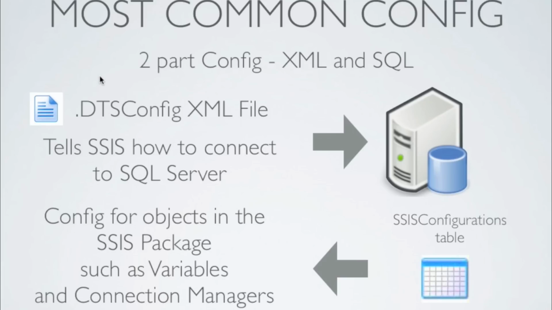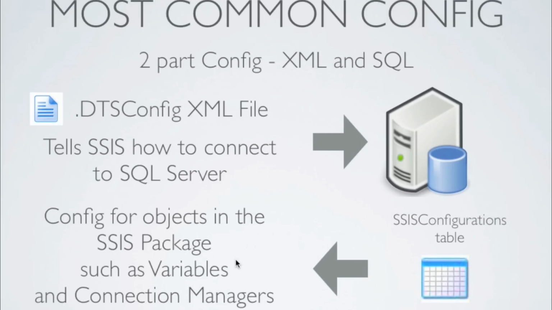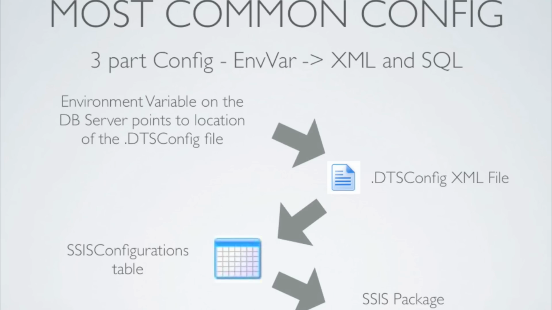So a two-part config would be simply creating a .dtsconfig XML file. This tells SSIS how to connect to SQL Server. Within SQL Server, we've got an SSIS configurations table which holds configuration information for the objects within the SSIS package, such as variables, connection strings for connection managers, etc. Take it one step further by actually having an environment variable which points to the location of this .dtsconfig file.